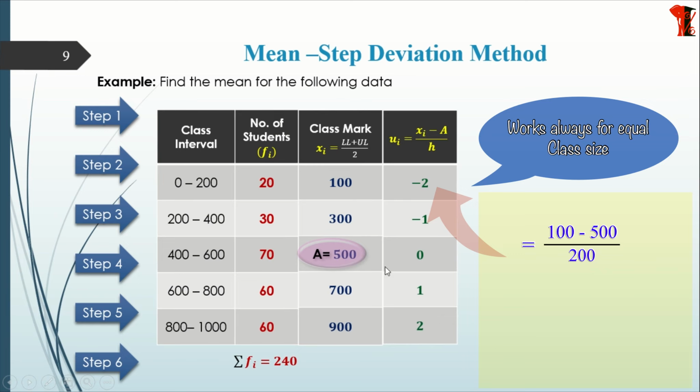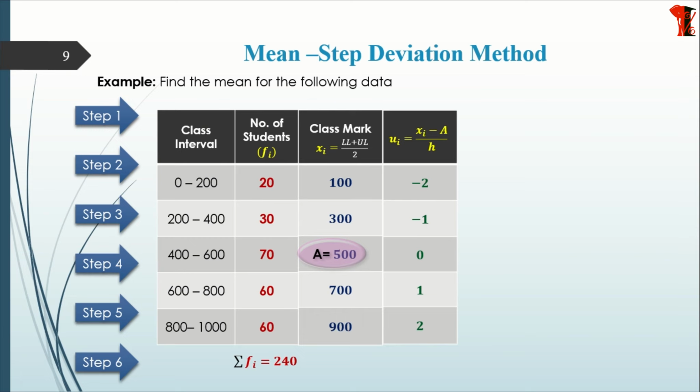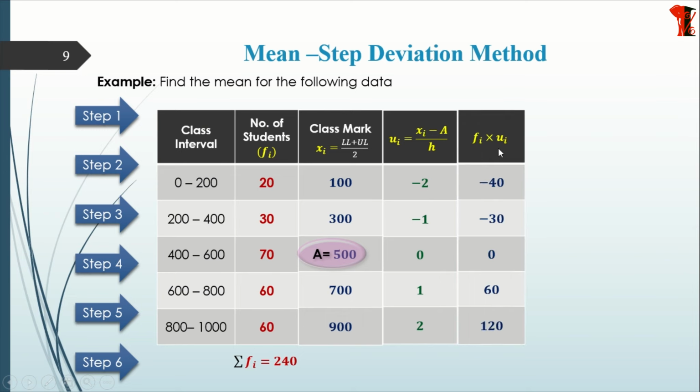The logic is simple. The number you choose as the assumed mean, its ui will be 0. Then the previous numbers go into minus and the next numbers go into plus. That means minus 1, minus 2, plus 1, plus 2. After finding this, we need to find fi ui. Because in the formula we have sigma fi ui, we need the frequency column times the ui column. So that's going to be our step number 5.